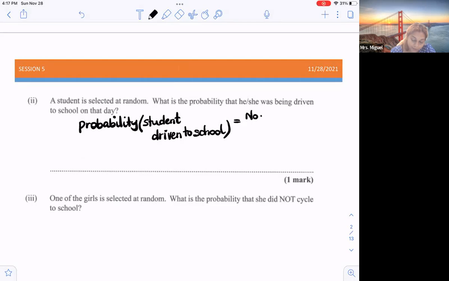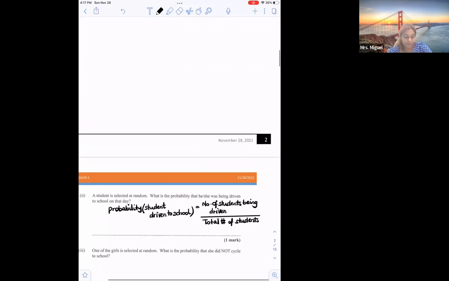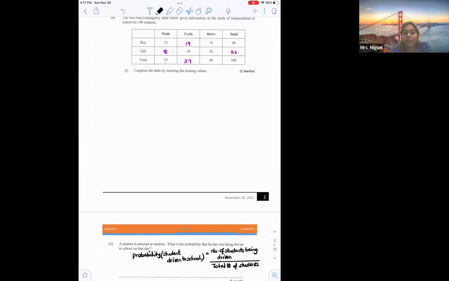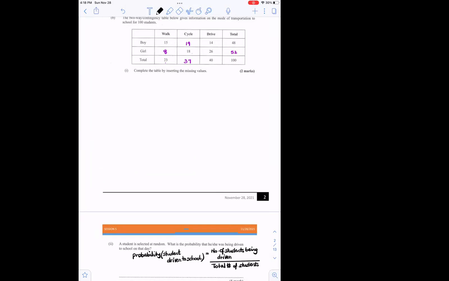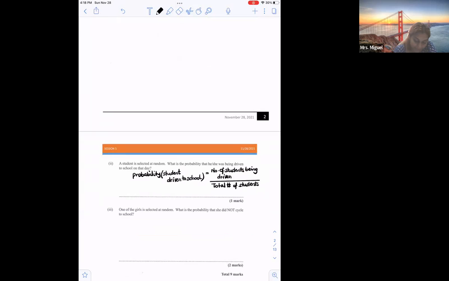is the number of students being driven over the total number of students. So I want you to go to the table and tell me how many students are being driven to school. Look at the table. Very good. How many students are there in total? It is 100. Yes.